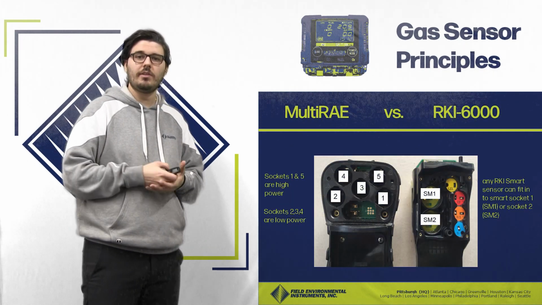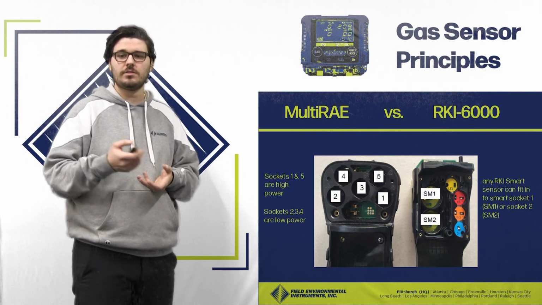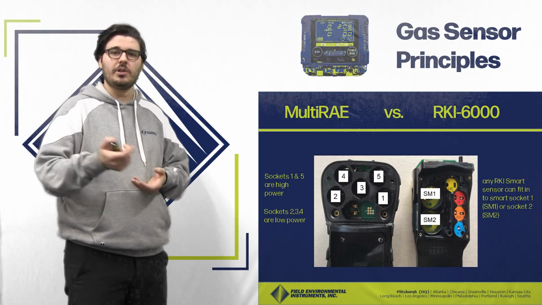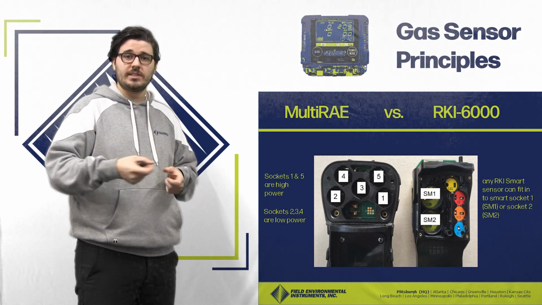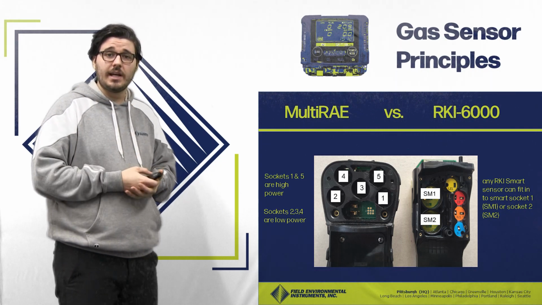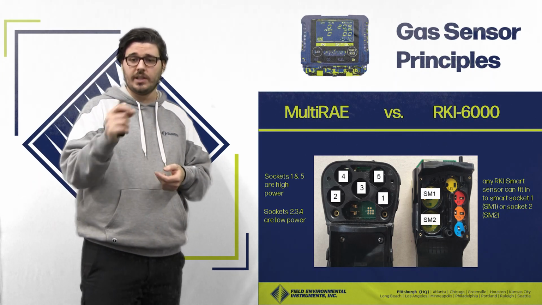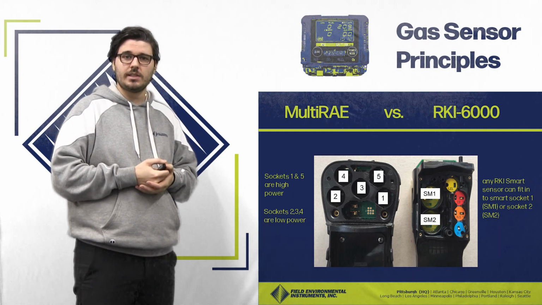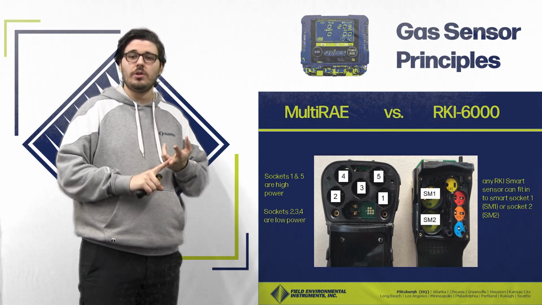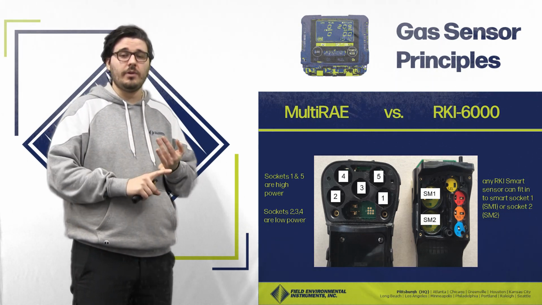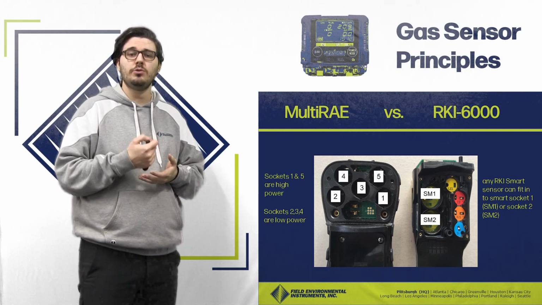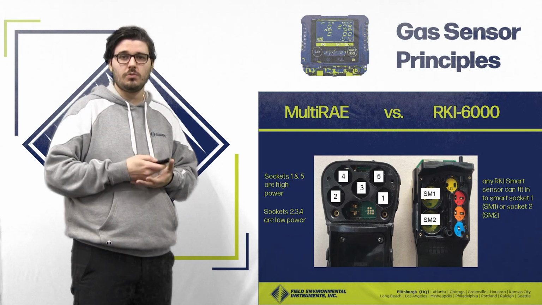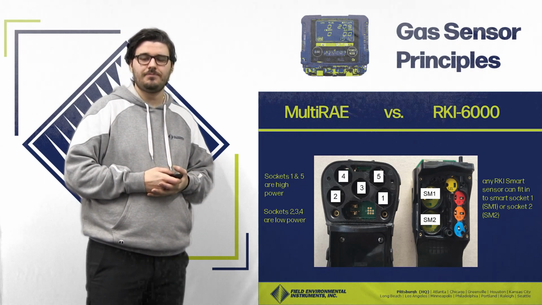Next up, we have the RKI GX6000. As you can see in the diagram on the right here, this is the back of the 6000. On the right-hand side of that diagram, you see your standard 4 gas sensor slots. That's going to be your LEL, your O2, your CO, and your H2S. And then on the left side of that picture, you have your labeled 2 smart sensor slots, which we'll touch on here on this next slide as well.